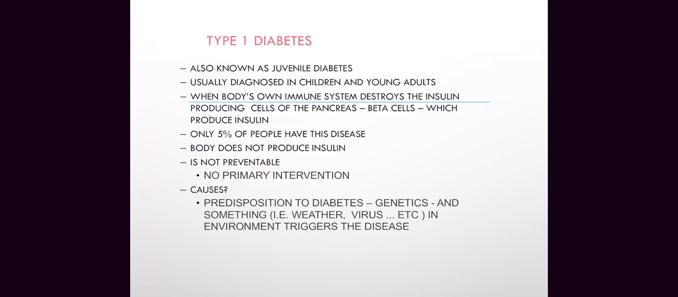Now let's discuss a little bit about diabetes type 1. It is also called juvenile diabetes, usually diagnosed in children. When your body's own immune system destroys the insulin producing cells of the pancreas, the beta cells, then we have diabetes type 1. Usually it is found in 5 to 10% of the people, as I said earlier.